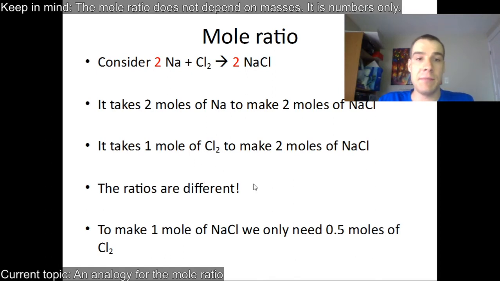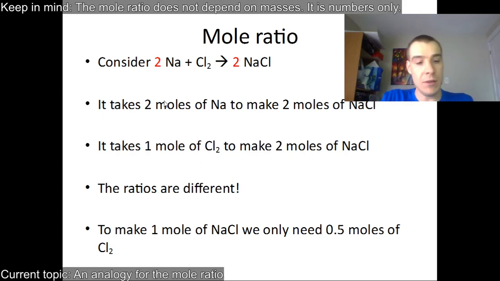Here's a chemical treatment of it. Here's the synthesis reaction for sodium chloride. You need 2 sodiums and 1 chlorine, because the chlorine molecule is a single thing that has 2 atoms in it. And you make 2 sodium chlorides. So if you want to make 2 moles of NaCl, you need 2 moles of sodium. If you want to make 1 mole of NaCl, it would take 1 mole of sodium, and so on and so forth. We have a ratio.